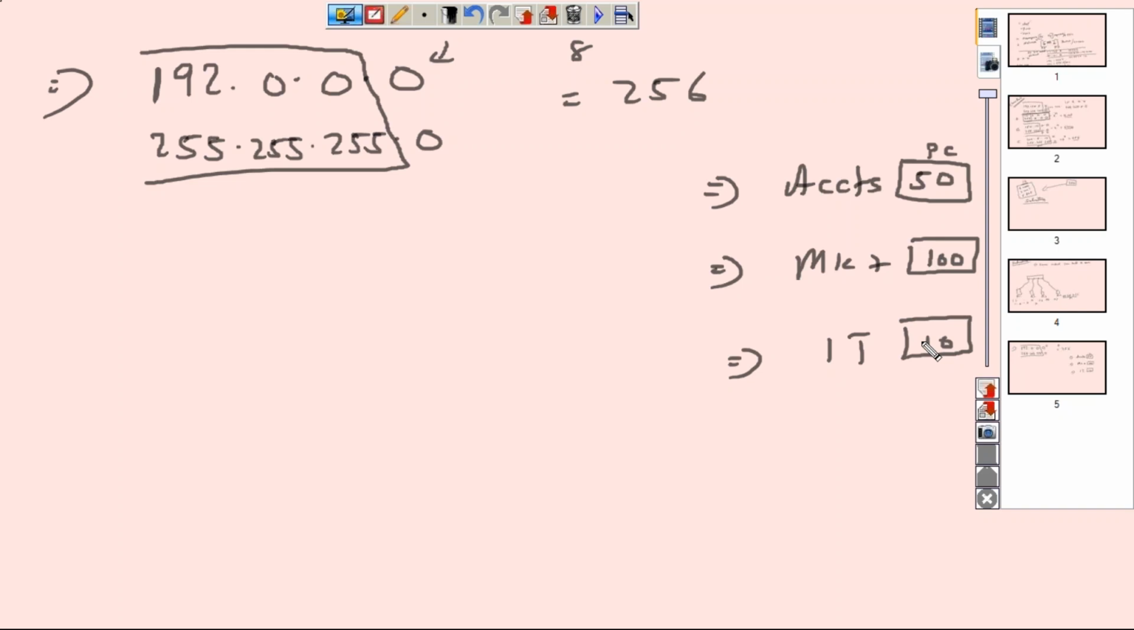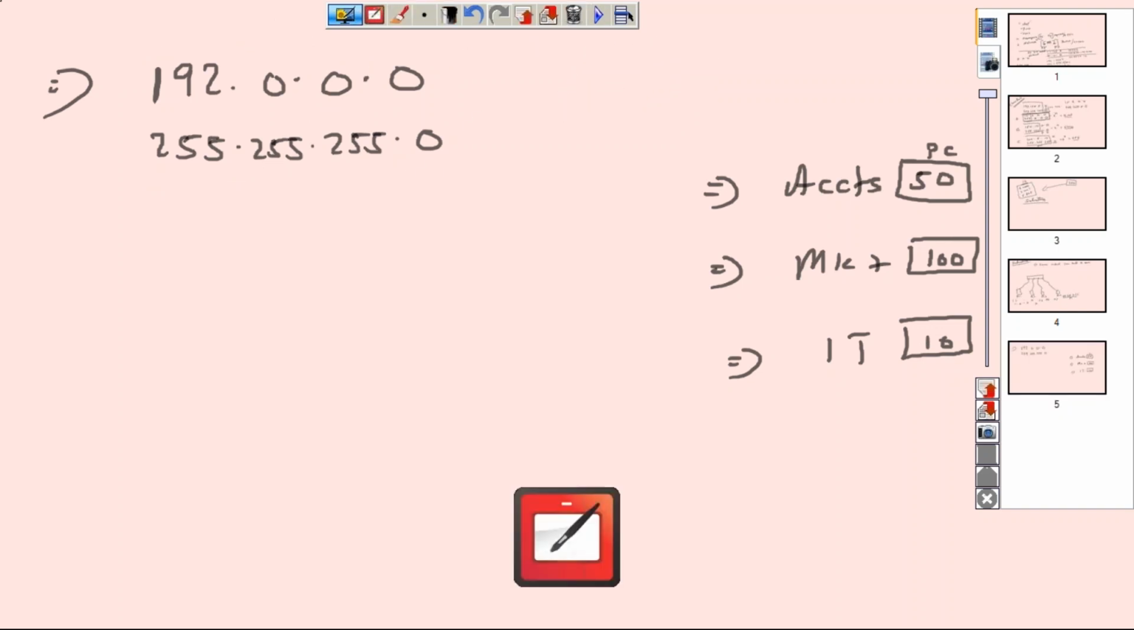Now, from this base network of 192.0.0.something I need to create three networks. I need to chop it up into three different networks, which more or less fit the number of PCs in these departments. Make sense? What you're trying to do here? All right. So how do we go about it? How do we chop up this network, which has 256 machines, into three pieces?